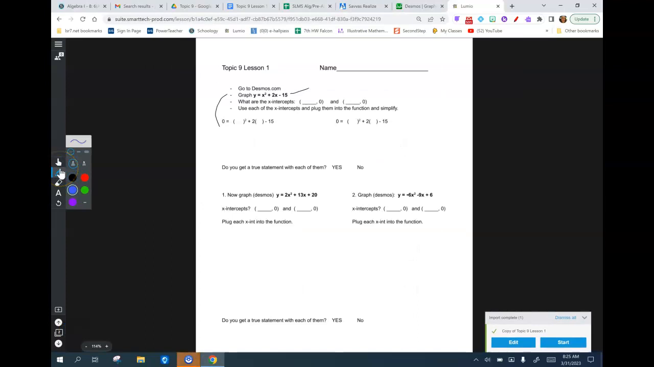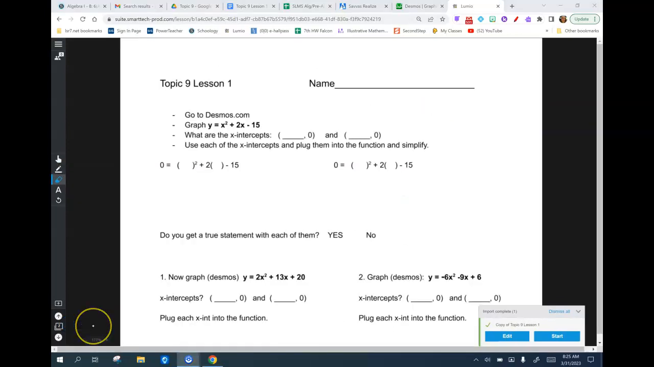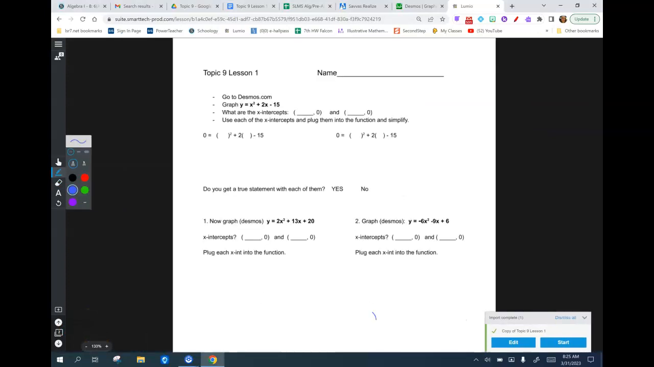So now we found out what our x-intercepts are. Oops, sorry about that. Let's erase those. So we found out that our x-intercepts are negative 5 and 3. So what I want you to do is take each of these and plug it in. So you're going to plug in negative 5. So I'm going to plug in my x-intercept. Notice my y-coordinate is 0. So in place of y, I'm putting 0. That's already placed for you. Then you're going to put a negative 5 in here and a negative 5 in here. You're going to put a 3 in here and a 3 in there.